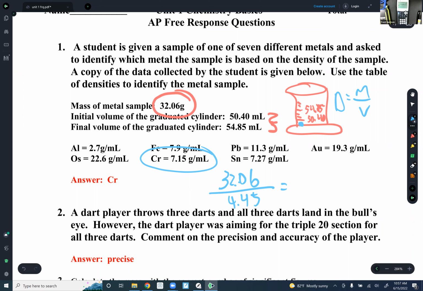All right, moving onward. Let me figure out how to manage this. There we go. Get my bar back.